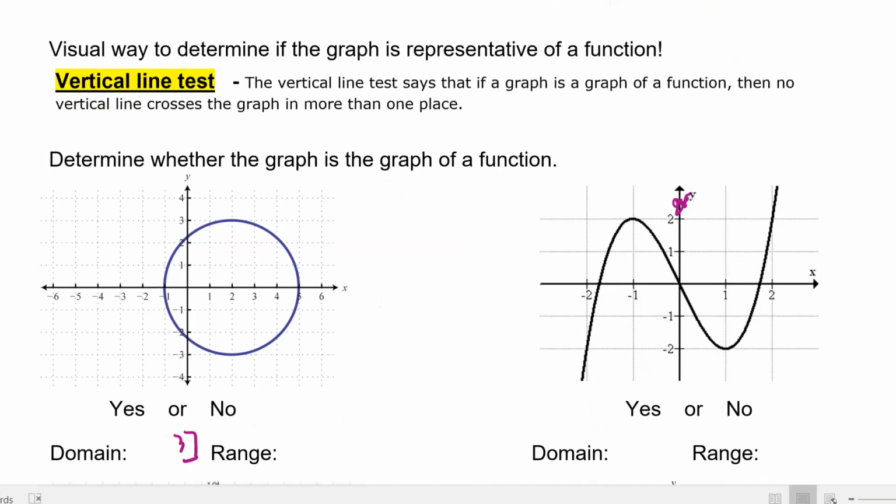Visual way to determine if the graph is a function is the vertical line test. So the vertical line test tells us a lot. Basically, if we draw a vertical line through our shape and we are able to hit the graph more than once, it's not a function. So for example, if I draw a line through this shape, notice that I hit this shape more than once. Once here, then twice here. So it is not a function.